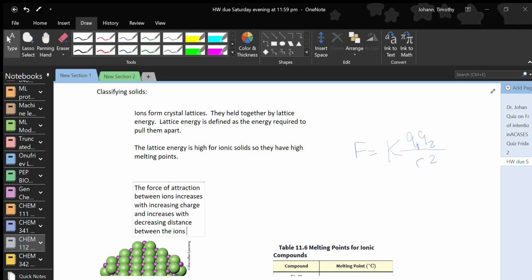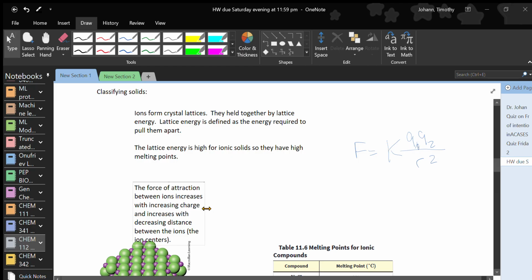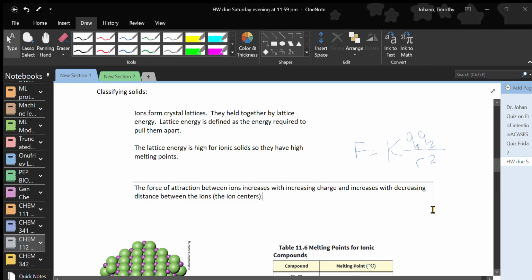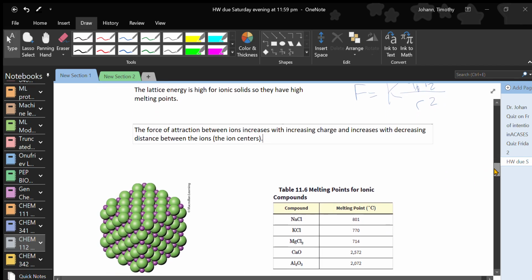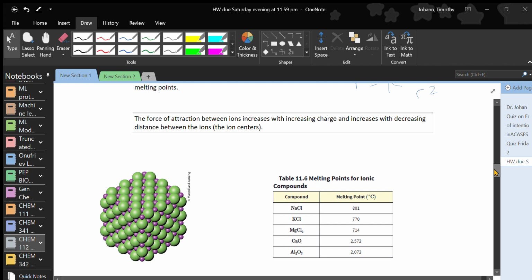Okay, and when we talk about this, we're going to talk about the ion centers. Because if I have two oppositely charged ions, they're going to all touch, right? But it's the center to center distance that matters. That's what goes into our R squared there. Does that make sense? Okay. So let's go ahead and use that.